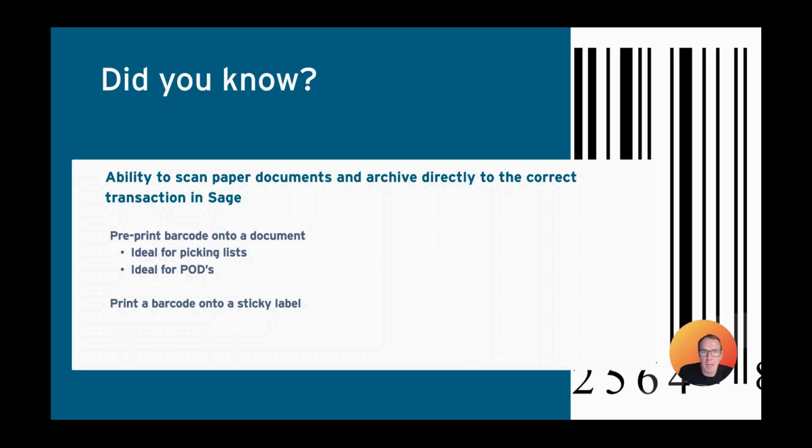For any of those documents that are third parties that we don't print out using Spindle, then again, we can print barcodes onto a sticky label and we can put them on the documents.